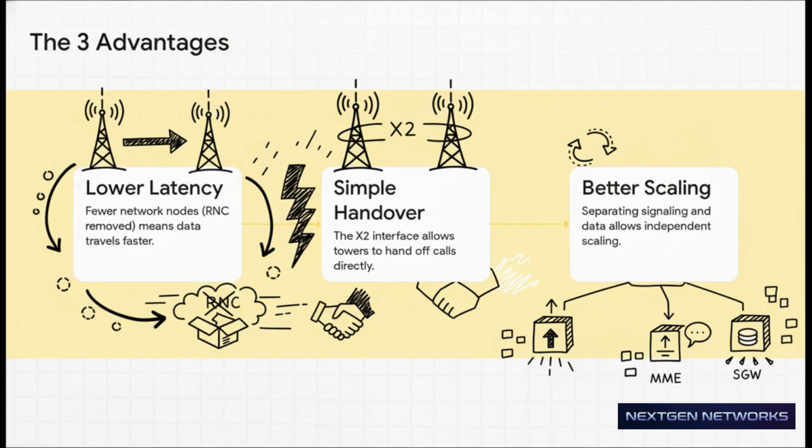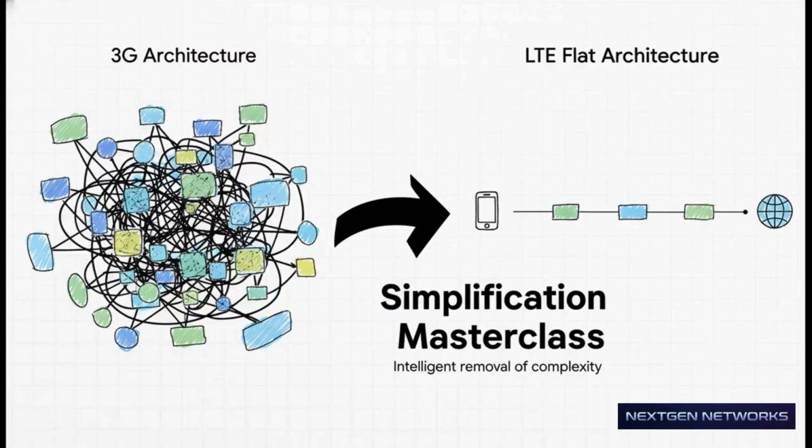No more dropped calls. And finally, by separating all these jobs, MME for brains, SGW for muscle, the phone companies could upgrade and scale each part of their network on its own. It made the whole system stronger and easier to grow. You know, when you really look at it, the story of LTE isn't about adding more complexity. It's about intelligently taking it away. This flat architecture was truly a masterclass in simplification, and it's what paved the way for the mobile internet that we pretty much take for granted today.